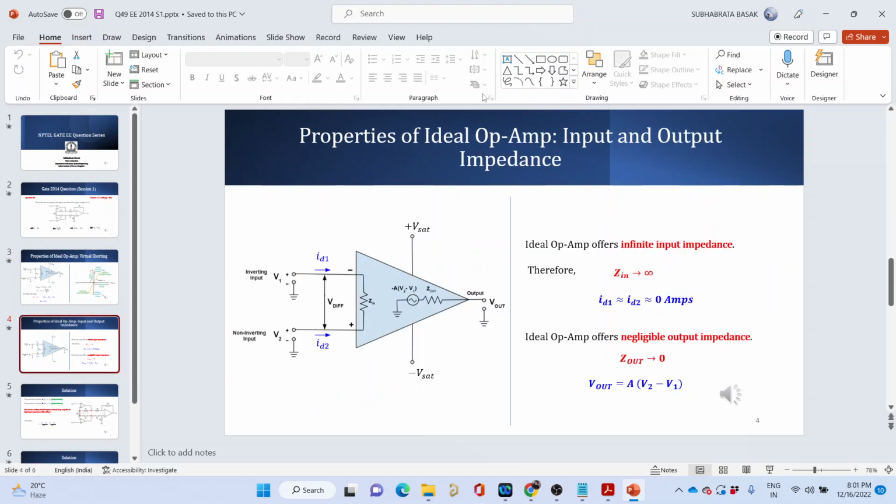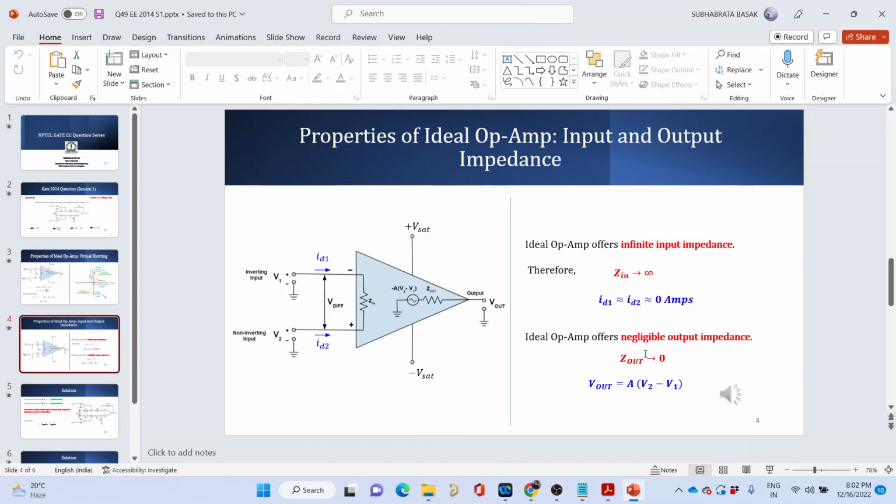Another property that you have to keep in mind for solving the sums is that the input impedance of an op amp is very high, almost tending to infinity for an ideal op amp. So there is no current flowing from this terminal to this terminal. That is, ID1 and ID2 have to be equal to 0. Do you agree with me? Yes, sir. So if the input impedance is infinity, no current is flowing through the input terminals into the device. I have written ID1, where D refers to device current.